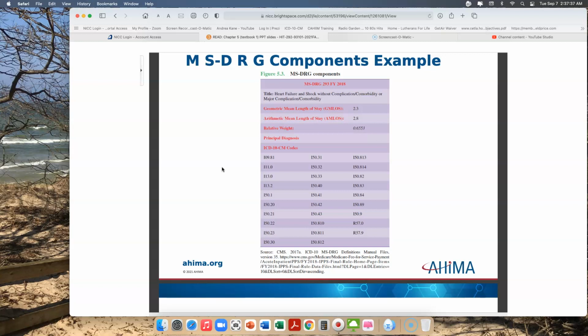What that means is that most places are getting these patients out in 2.3 to 2.8 days. The relative weight of this DRG, which happens to be heart failure and shock without complication or comorbidity or major complication or comorbidity, so that's without CC or MCC, is 0.6553, and it includes the principal diagnoses that are listed in the ICD-10 codes there underneath.